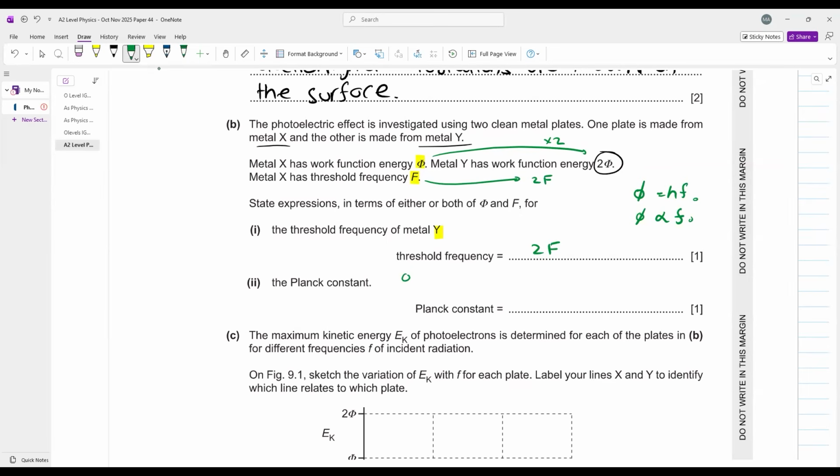You have to calculate Planck constant. किस तरह करोगे? Phi is equals to HF. Phi over F is equals to your Planck's constant.